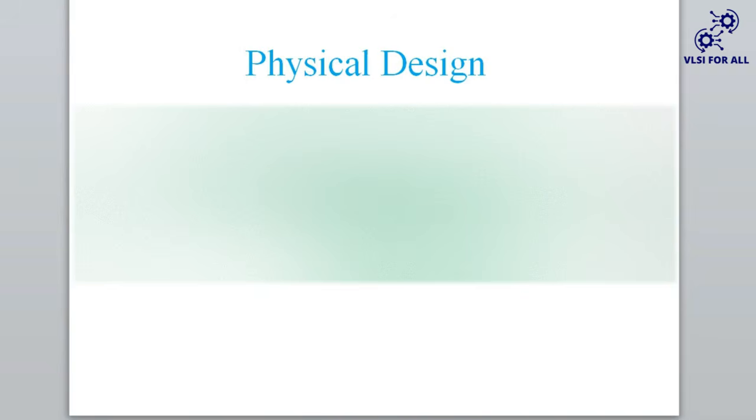To start physical design, there are certain input files required. In physical design, many types of input files are used. They are RTL, SDC, library, LEF, and netlist. The netlist that we get from the synthesis process is used as an input file in physical design.